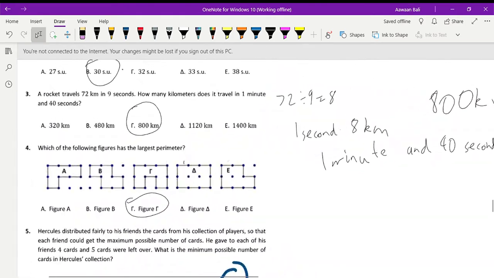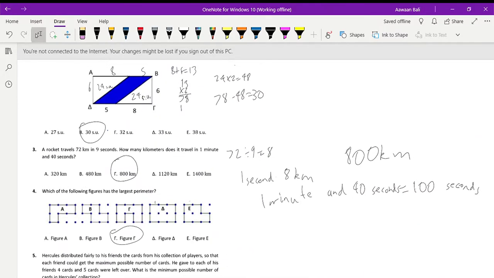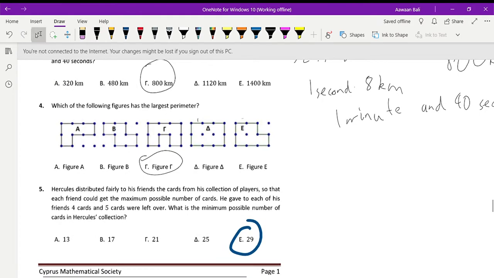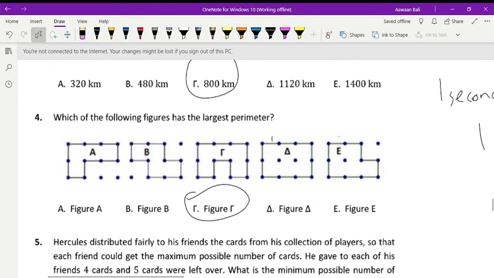And we get 800 kilometers because when we're talking about 100 seconds, we have to multiply both sides by 100, like a ratio, 1 is to 8. So if you multiply both sides by 100, 100 is to 800, basically. Okay. So the answer is gamma.